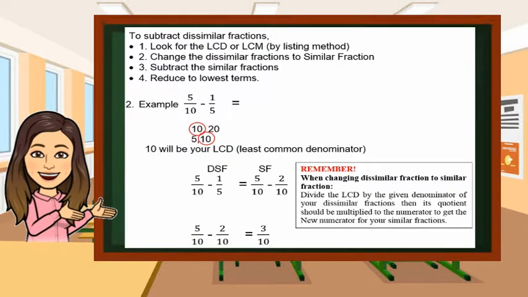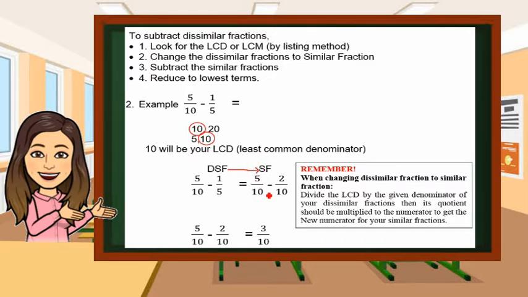Same goes with subtraction of dissimilar fractions. Same steps, but different operation. So we have here given dissimilar fractions, the 5/10 and 1/5. So we will look for the LCD. So 10, 20, and 5, 10. So still our LCD is 10. So we will change dissimilar to similar.